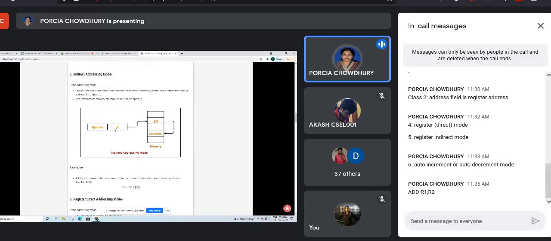So over here, suppose this is your register. This register will hold one effective address. This is the effective address. So this will point to an effective address. First you have to go to this location, this effective address. So this location will also contain one address, not any value.